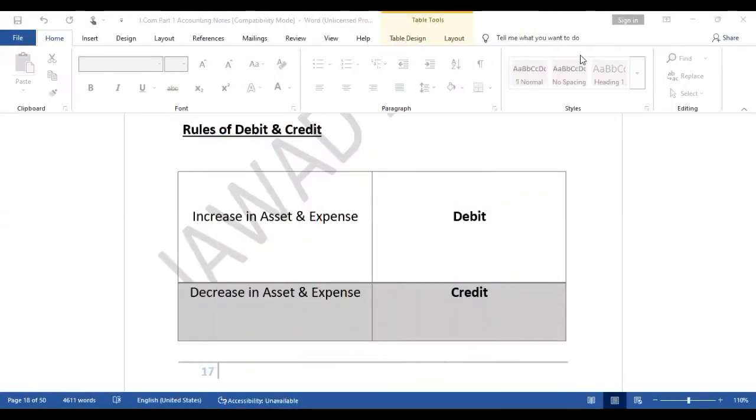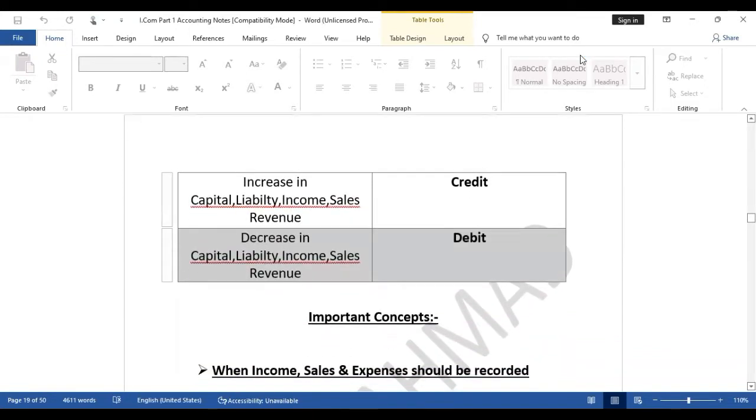I am Jawad Ahmad, and today is our next class on rules of debit and credit and accounting entries. The basic rule that we have already studied is that increase in asset and expense will be debited, and increase in capital, liability, income, and sales revenue will be credited. So let's move on.